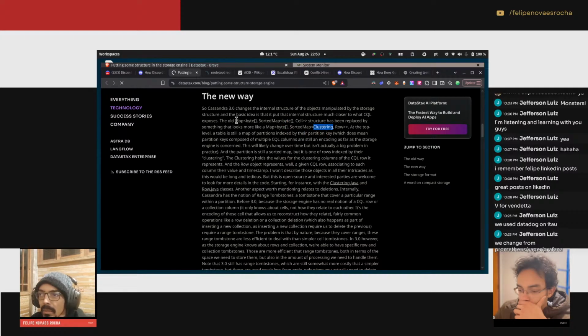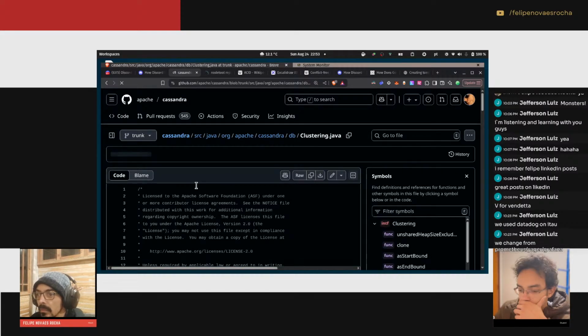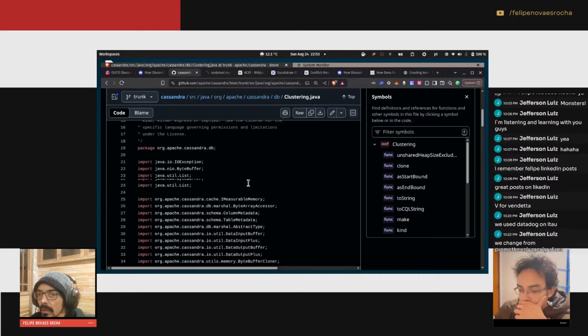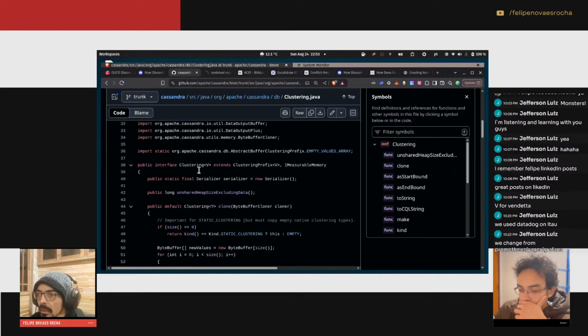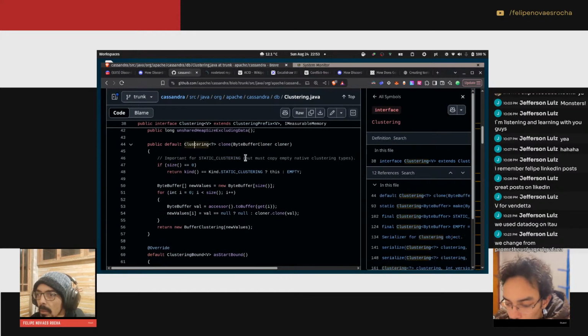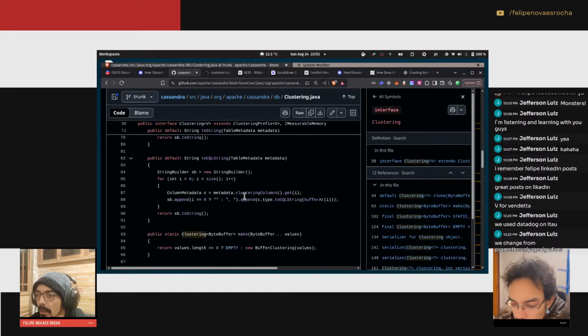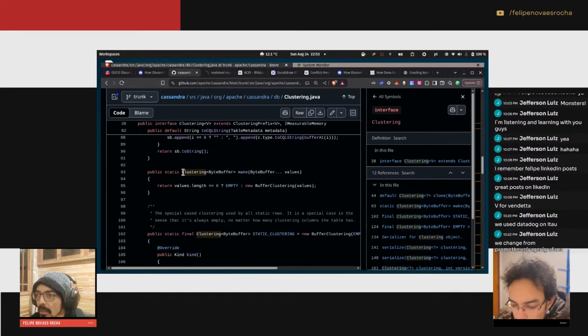And the clustering Java file, what is this? What is this? They have a V from prefix in memory serializer. I remember some Java from the past. Java is very, very easy to learn.